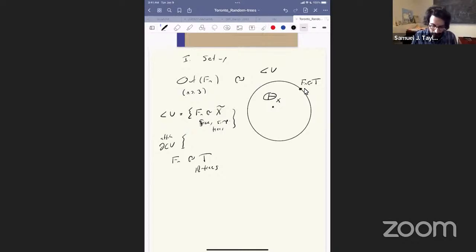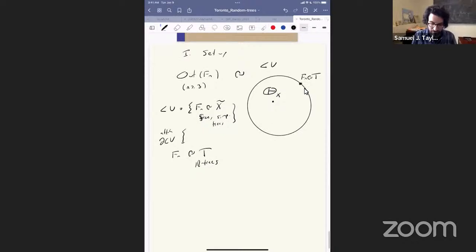What I want to do right away, before we go into more details about what the structure is here, is ask the following simple question that's going to motivate the talk and the paper that we wrote. What does a typical R-tree T in the boundary of outer space look like?